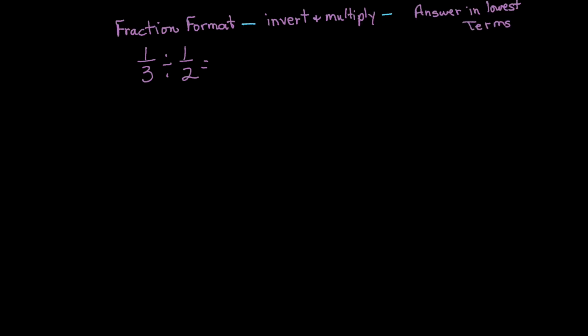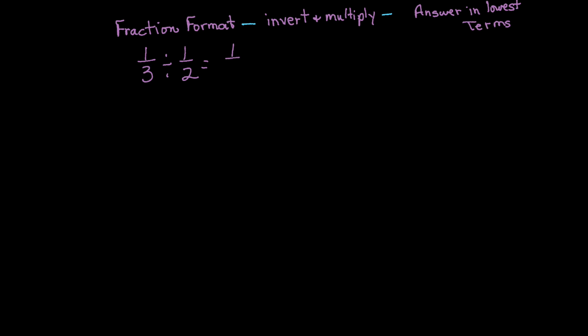1/3 divided by 1/2. Are these numbers in their fraction formats? Yes, they are. 1/3 and 1/2 both have the numerator over denominator divided by numerator over denominator. So therefore, we can just simply go to the next step, which is invert and multiply.